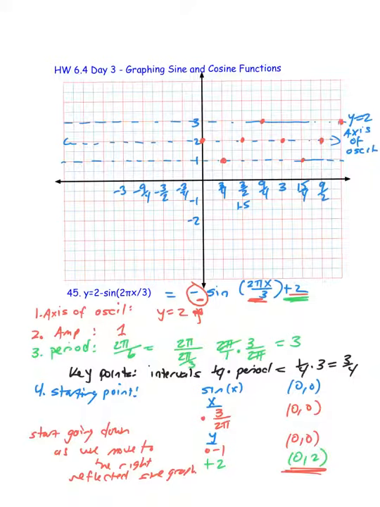So I'm going to continue to put points on my graph where every 3/4 of a unit on the x-axis I have a key point, either something crossing the axis of oscillation, a maximum, or a minimum value. Then I'm going to connect these with a nice smooth curve, using arrows appropriately to show that it continues on forever.